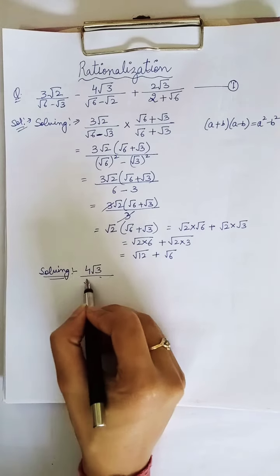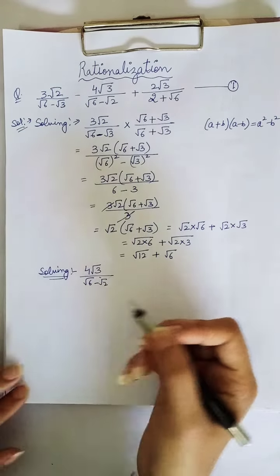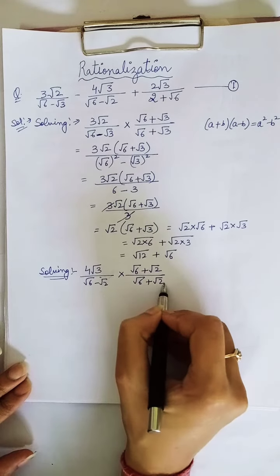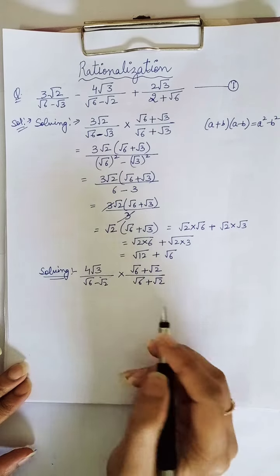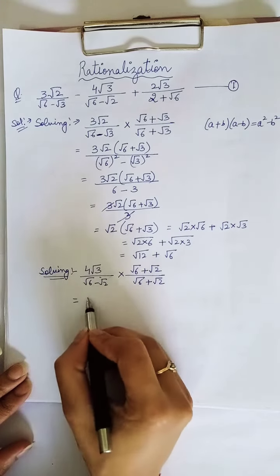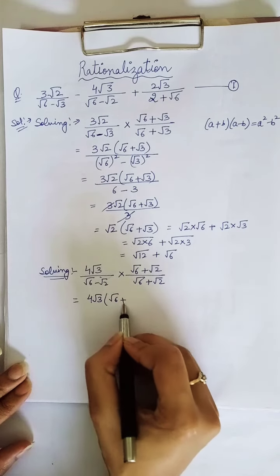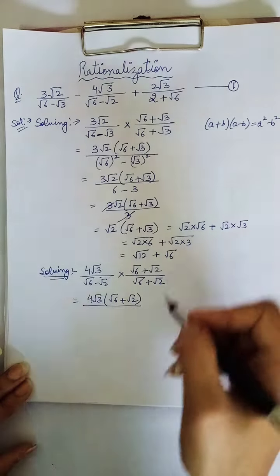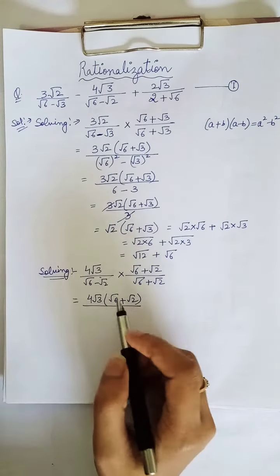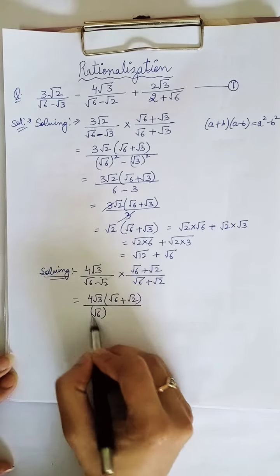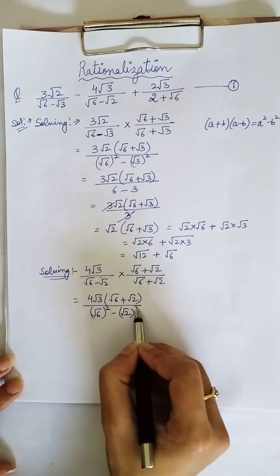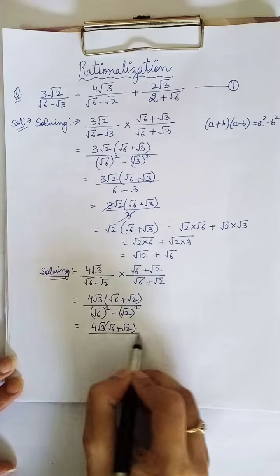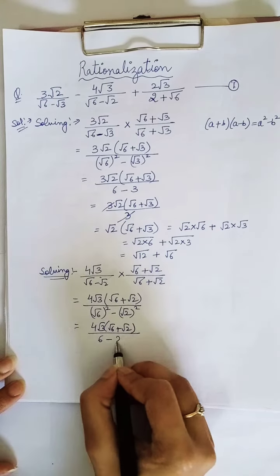4 root 3 over root 6 minus root 2. Now again we rationalize it. Root 6 plus root 2 divided by root 6 plus root 2. Now see, here it is a negative sign, I have put a positive sign over here. Now again multiply. Now see, here it is again a minus b into a plus b. In the denominator you will always get this form: a minus b into a plus b. So you have to do a square minus b square always. So now root 6 square is 6 minus root 2 square is 2. What will we get?